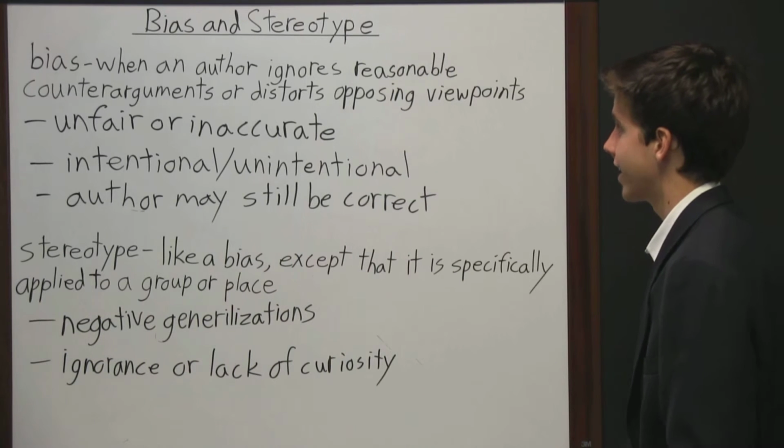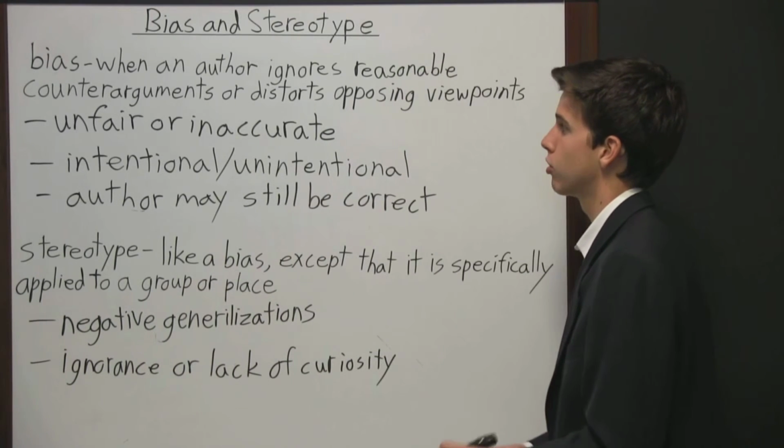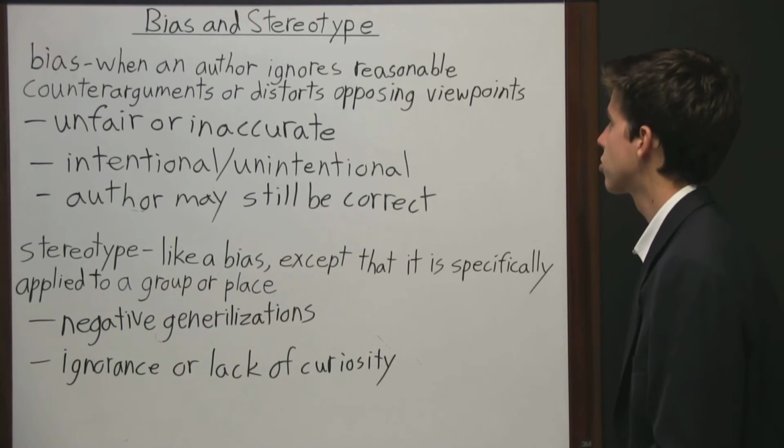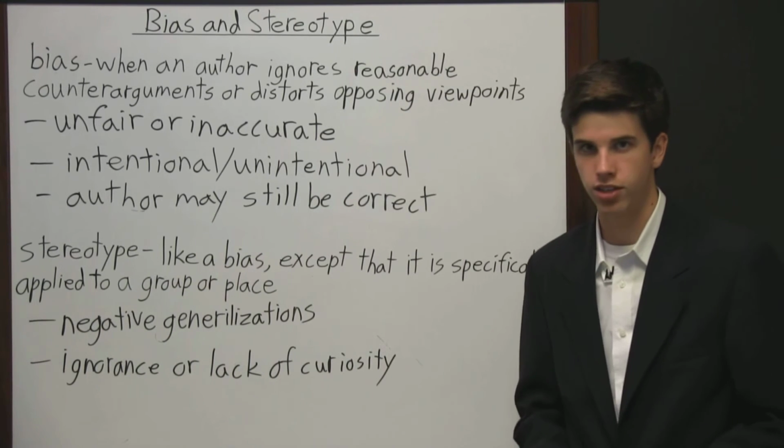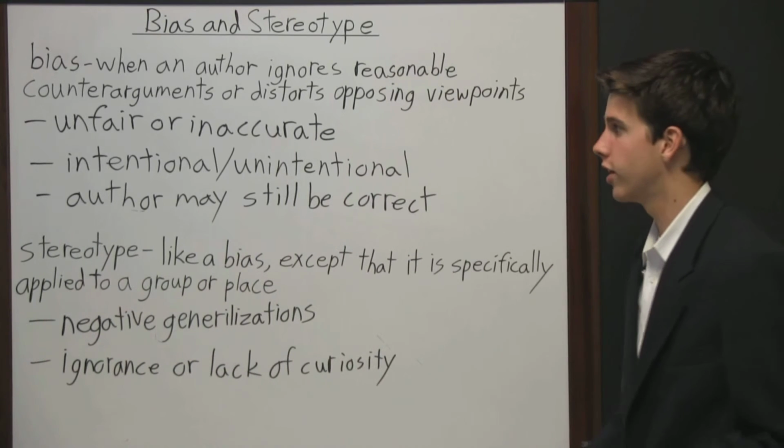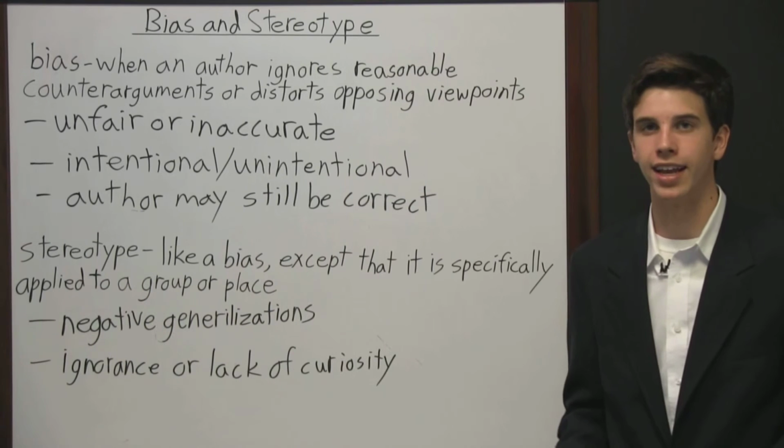And then again, a bias is when an author ignores reasonable counter-arguments or distorts opposing viewpoints. And because of that, the author ends up being unfair or inaccurate.